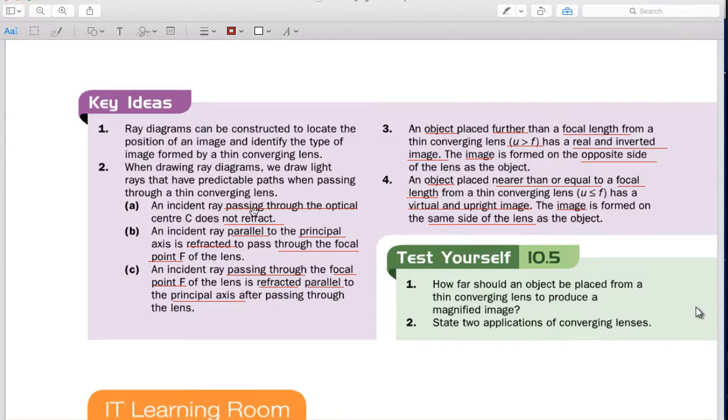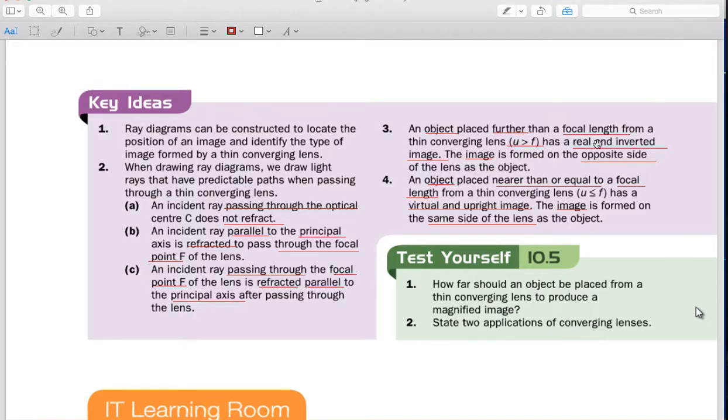So just a quick recap on lenses. When drawing ray diagrams, an incident ray passing through the center does not refract. This is the first ray. Anything parallel to the principal axis is refracted through the focal point of the lens on the other side, and another ray that passes through the focal point on one side is refracted parallel on the other side. Okay, so these are just some of the things to take note of.